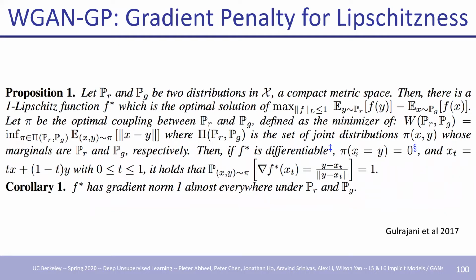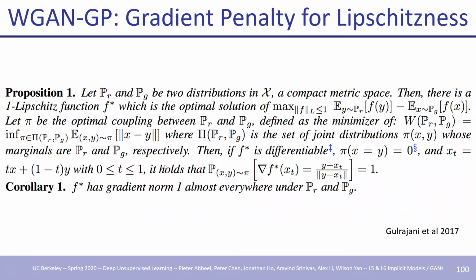I'm sure there's some mathematical reason for stating it like this, but we can just think of f star is differentiable, x is not equal to y, and then xt is equal to tx plus 1 minus t times y, which is the linear interpolation between x and y. If x and y were equal, then xt would always be x and y, so that's probably why it's there. For t equals 0 and 1, we have x in one place and y in the other place, and it's a straight line between x and y.